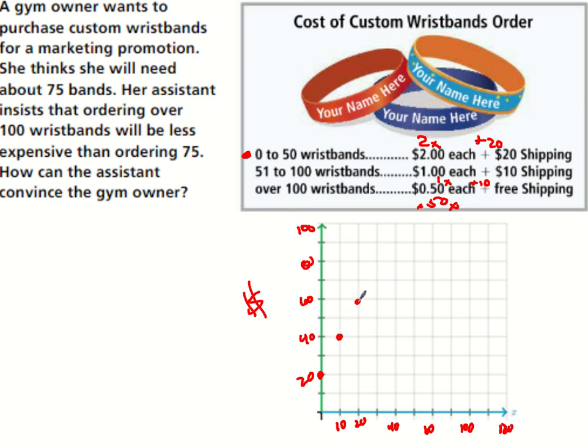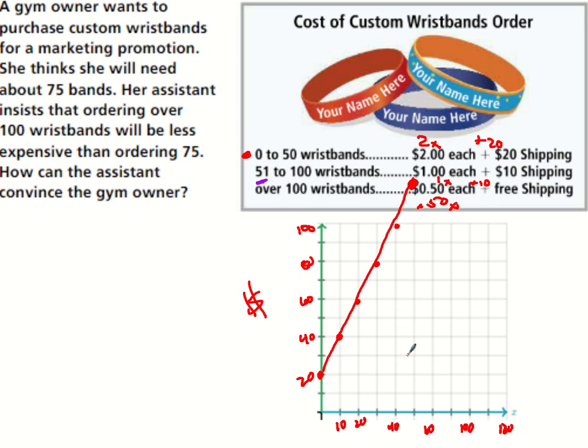20 over 10. And I'm going to do this all the way until I get to 50. Okay. So this is for all the way up to 50, so I'm going to be up here. So that's going to show my cost. But then it's going to end here. Okay, so that's why I'm going to have a closed circle there at the end. Because that's from 0 to 50 wristbands. Well then, from 51 to 100, well I'm going to have an open circle on 51.